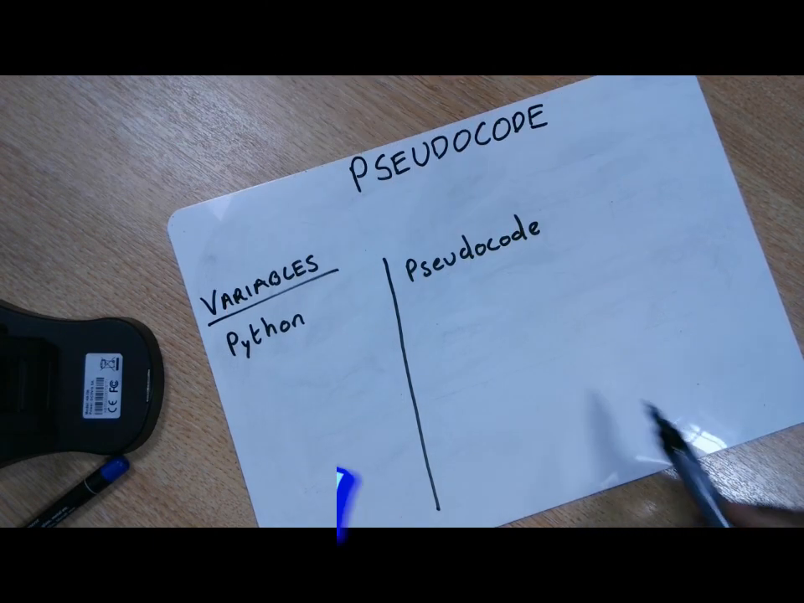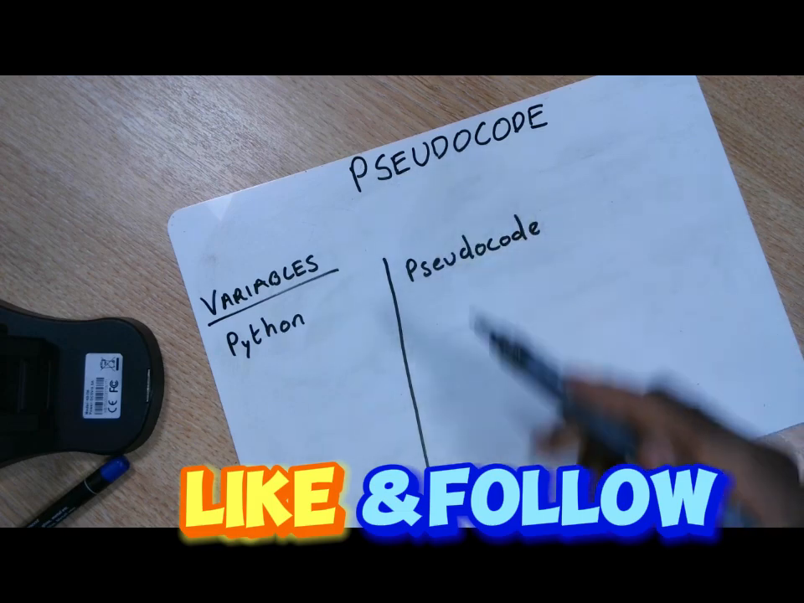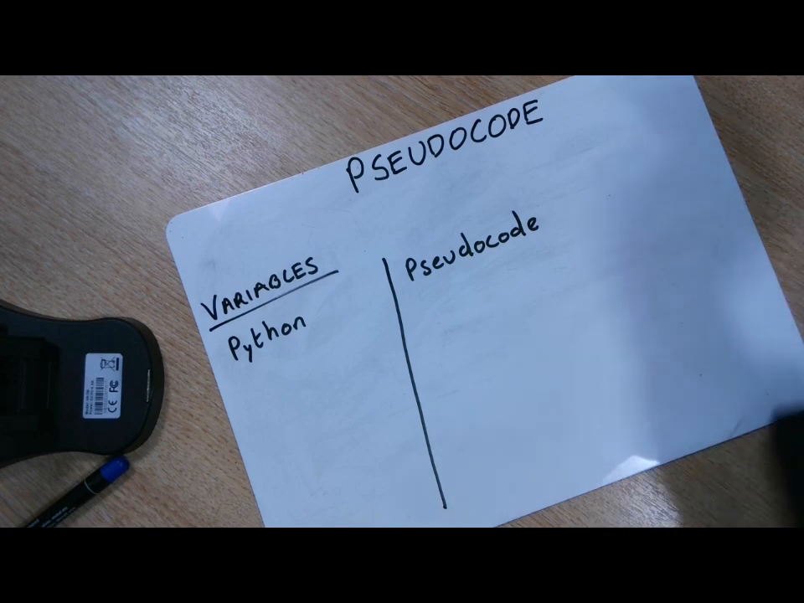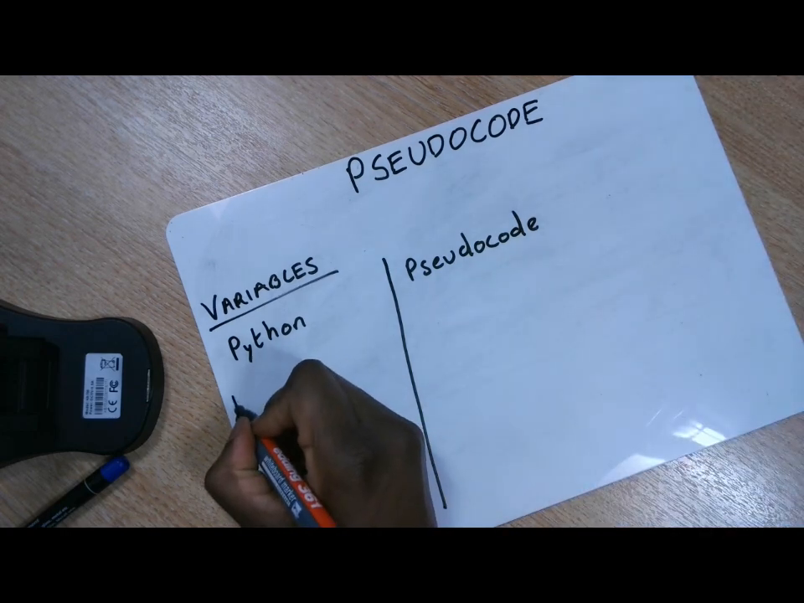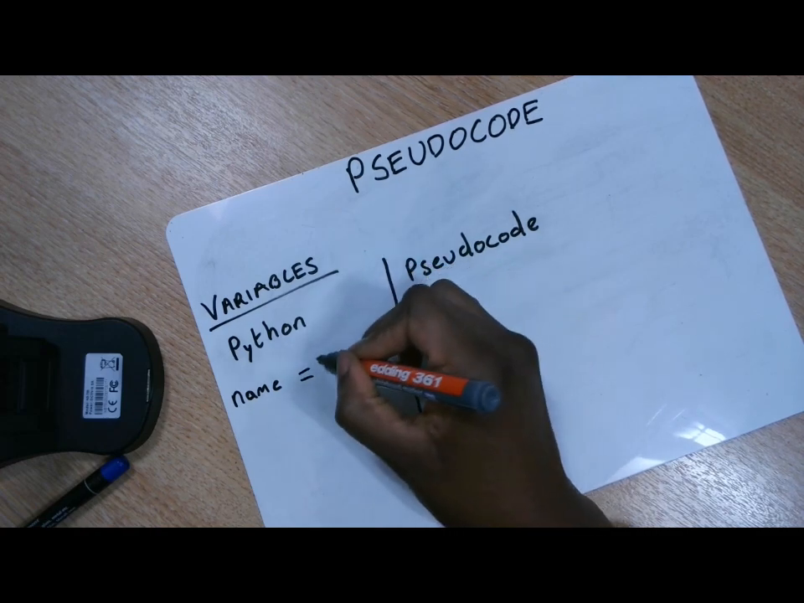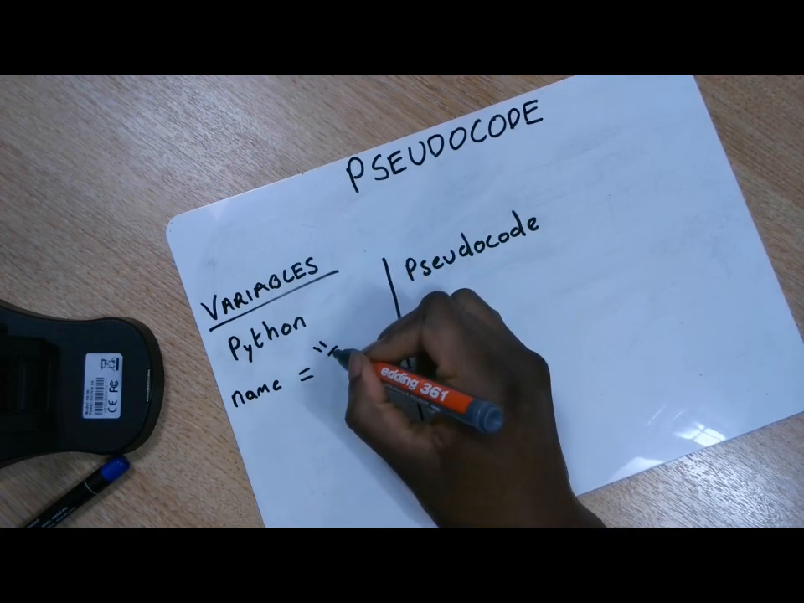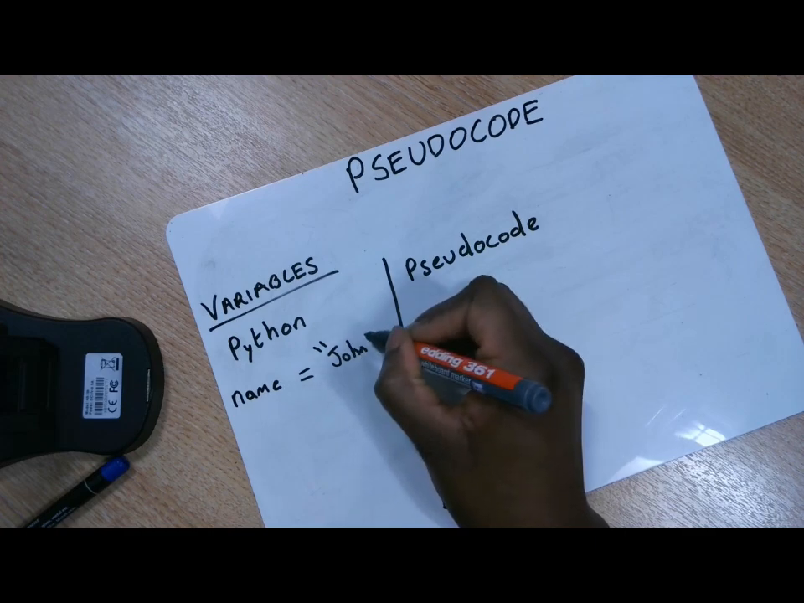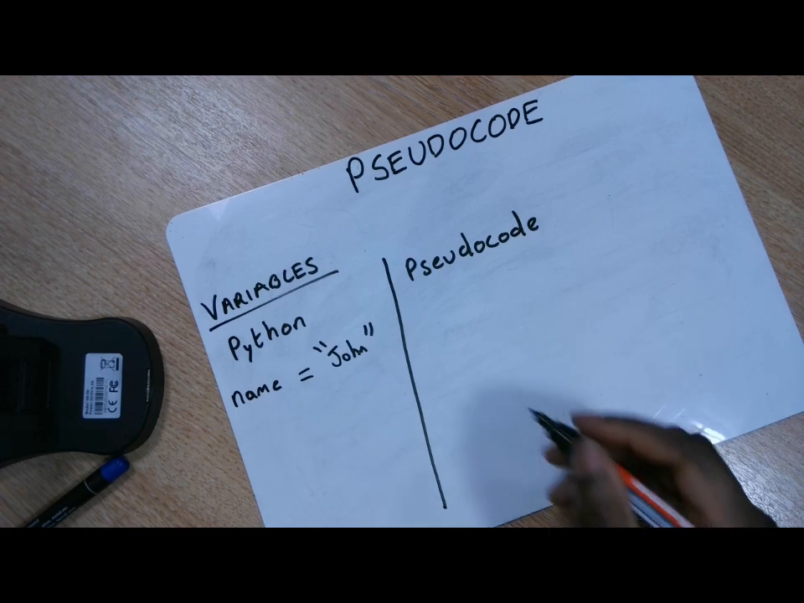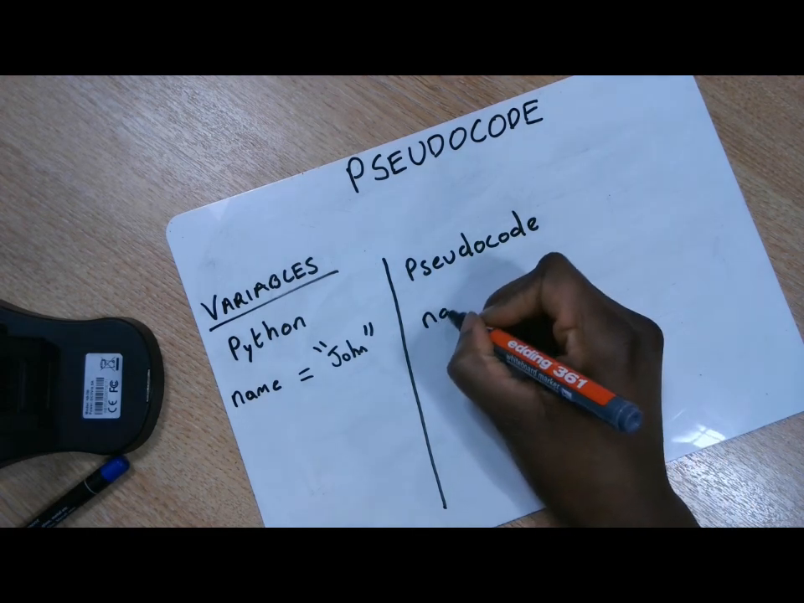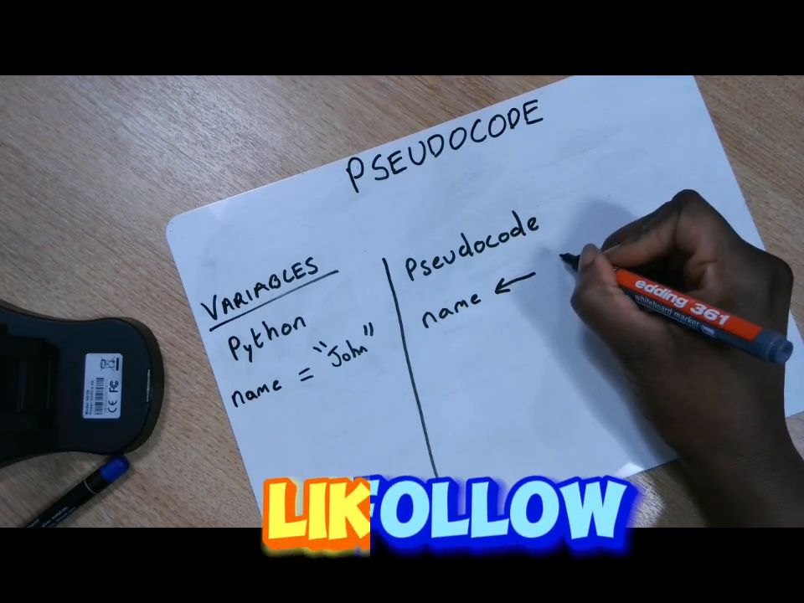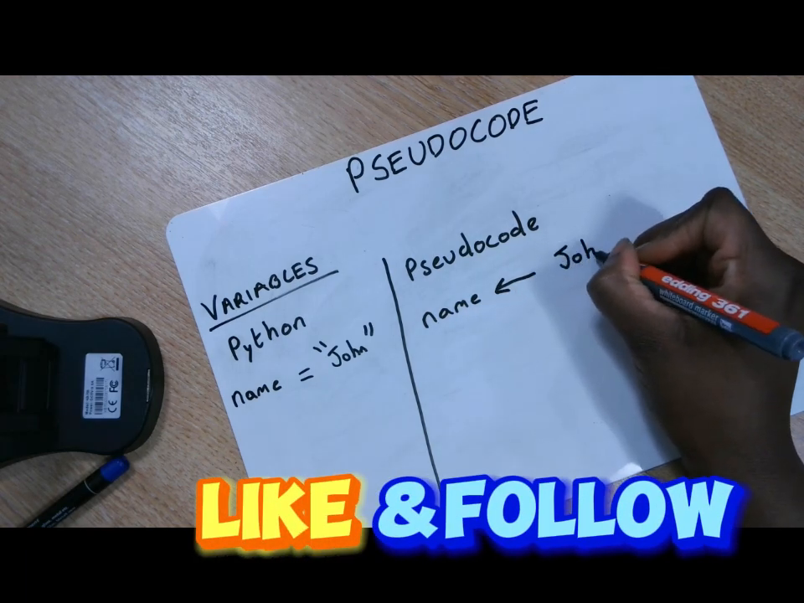If you know how to convert Python to pseudocode already, after each Python statement is written, you can pause the video and write the pseudocode down and check if it's correct. So first of all, we've got name equals John. So in pseudocode, that would be name, arrow facing the variable, John.